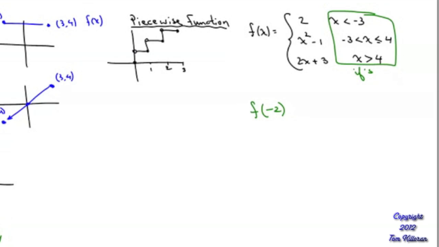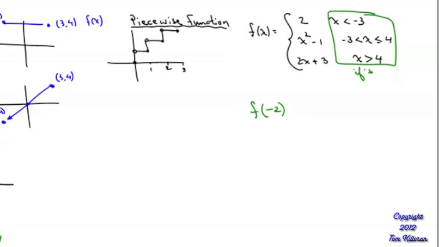If -2 is between -3 and 4, I'm going to use x squared minus 1. Is -2 between -3 and 4? And the answer to that is yes. If -2 is greater than 4, I use this 2x plus 3. Is -2 greater than 4? No. So the only one I get to use is that middle one. Trust me, you only can use one piece. Why? Because this is a function, and for every x, there is only one y. So if I plug it into two of these, I'd be getting two different y's, and that'd be wrong.